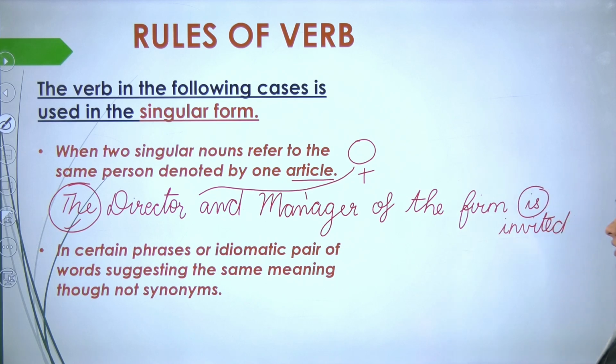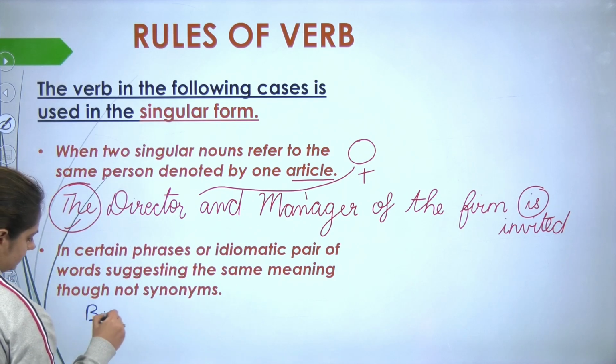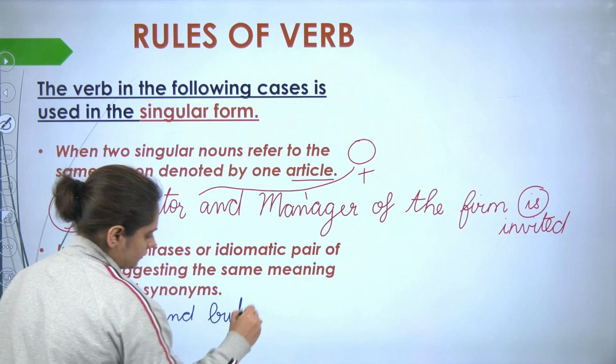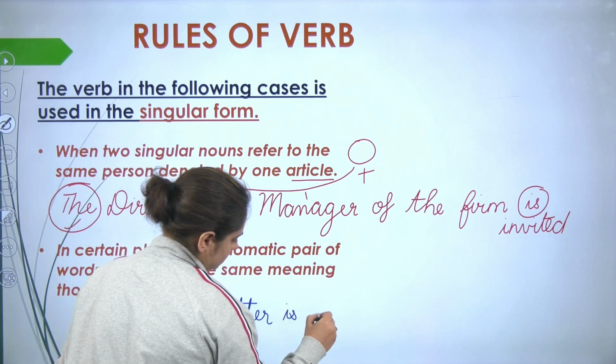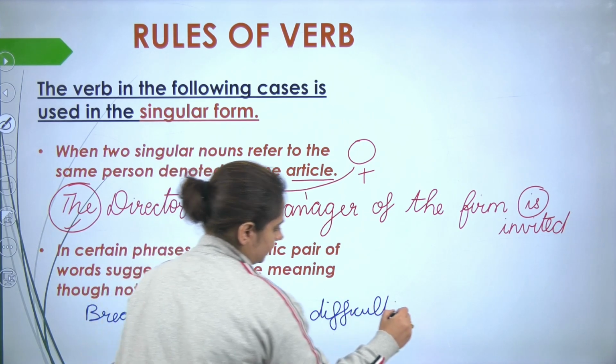Okay. Now sometimes we use pairs. In these cases, there are two different words, but they come together as one pair. As one pairing means they are not synonyms, but they are used as one pair. For example, bread and butter is difficult to earn.